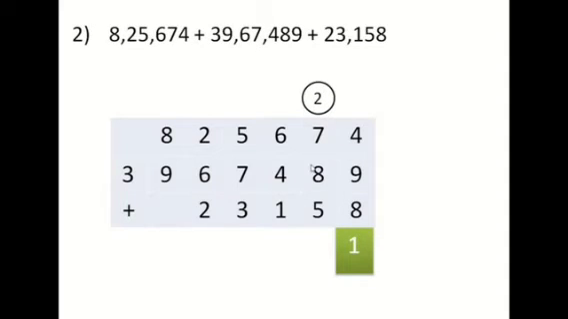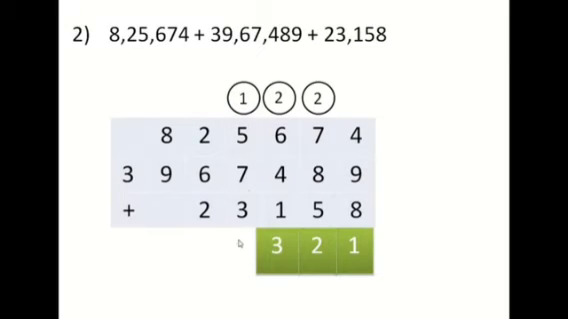Have you done? Now 7 plus 8, 15, 15 plus 5, 20, 20 plus 2, 22. So 2 will come here, another 2 will be carried over. Here 6 plus 4, 10, 10 plus 1, 11, 11 plus 2, 13. So 3 is here, 1 will be carried over.